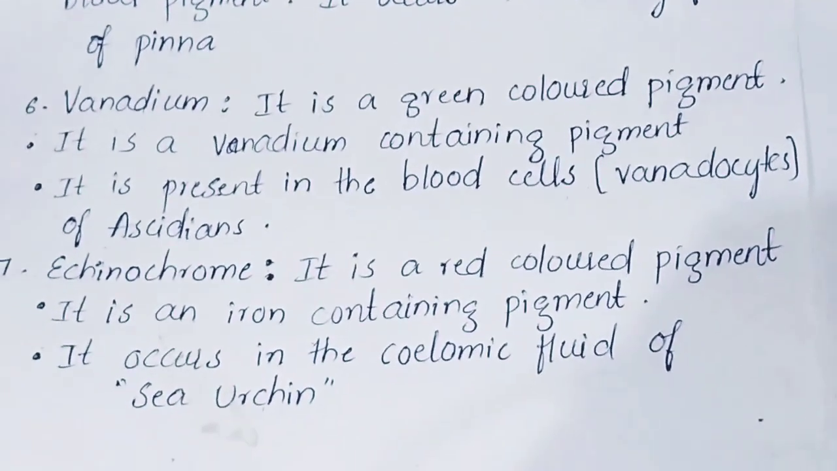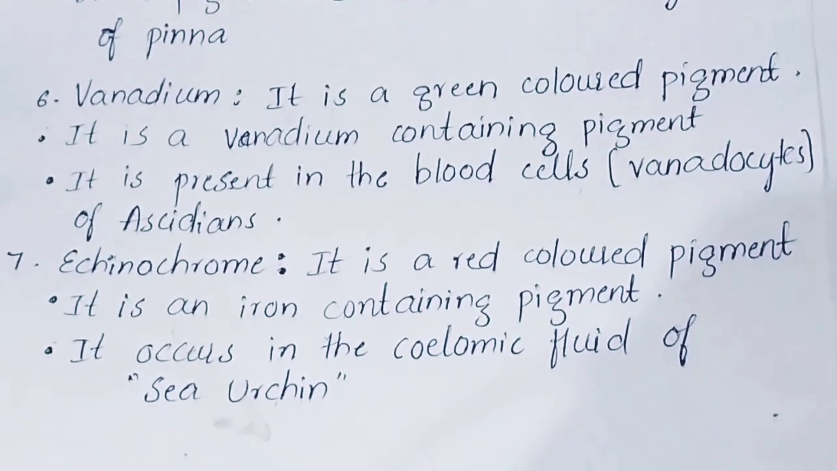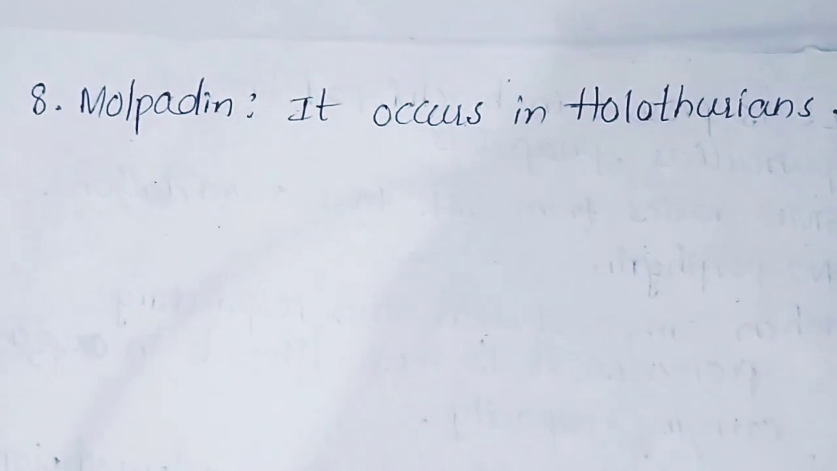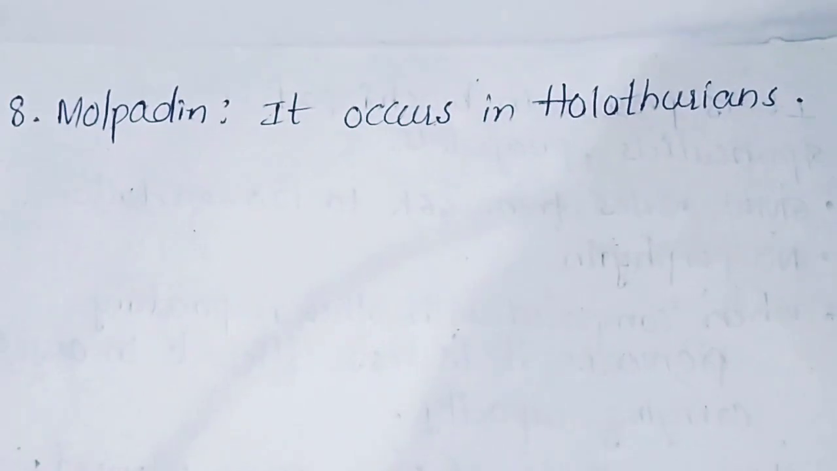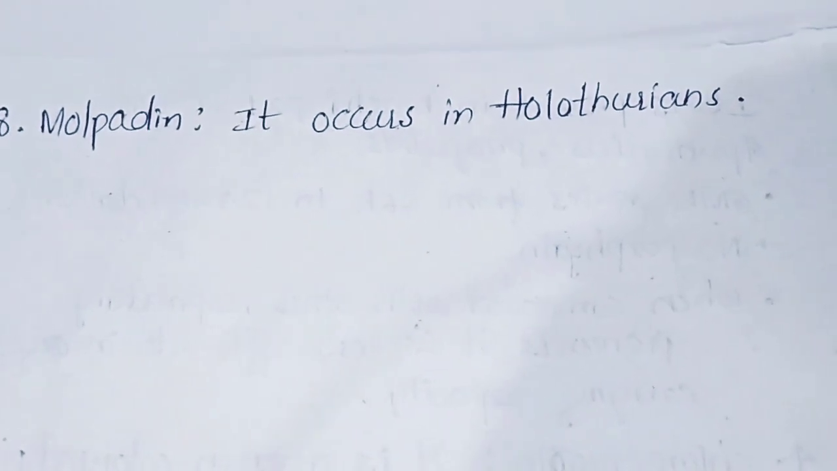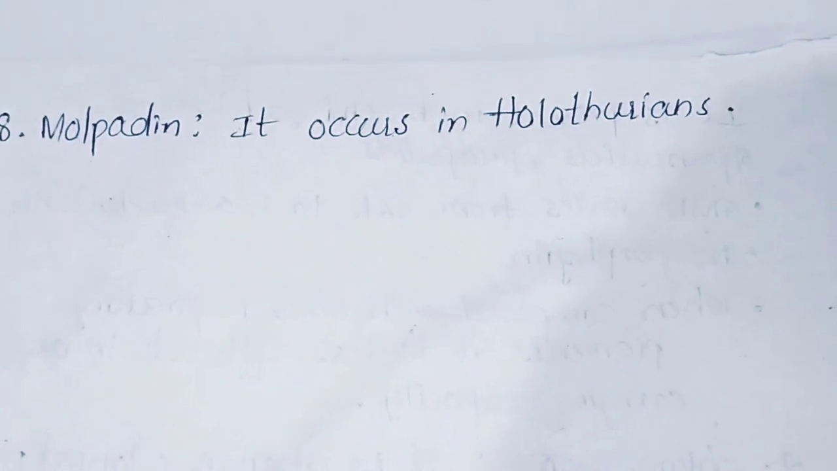Then the seventh one is echinochrome. It is a red colored, iron containing pigment. It occurs in the coelomic fluid of sea urchin. Molybdenum is the 8th pigment and it occurs only in the holothurians. So this is all about the pigments generally present in the blood of different organisms. These are the different kinds of pigments found in the organisms.